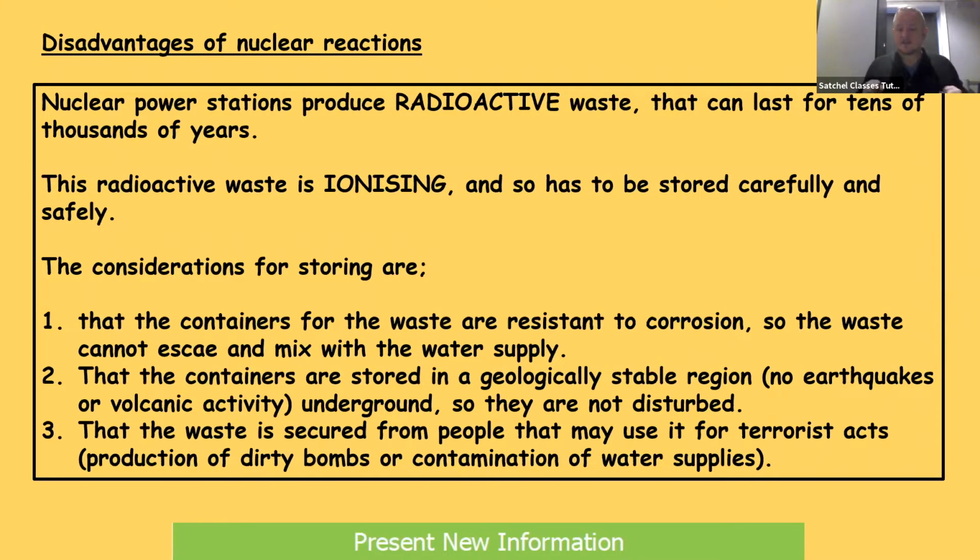3, that the waste is secured from people that may use it for terrorist acts, production of a dirty bomb or contamination of water supplies. So essentially, it can't just be buried underground and forgotten about. That particular area has to be monitored and has to be monitored securely to make sure that anyone who'd use it for nefarious purposes is also kept away from it.